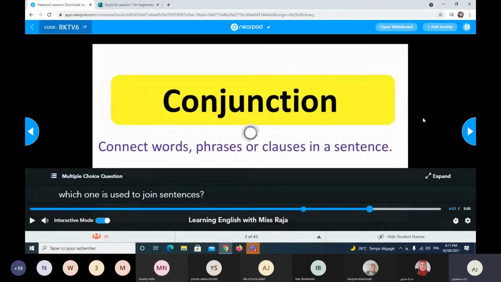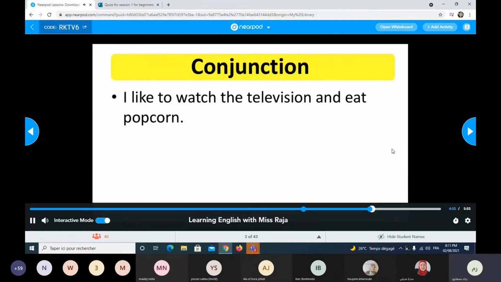My friend is very loud, whereas I am very quiet. The conjunction in this sentence is whereas.